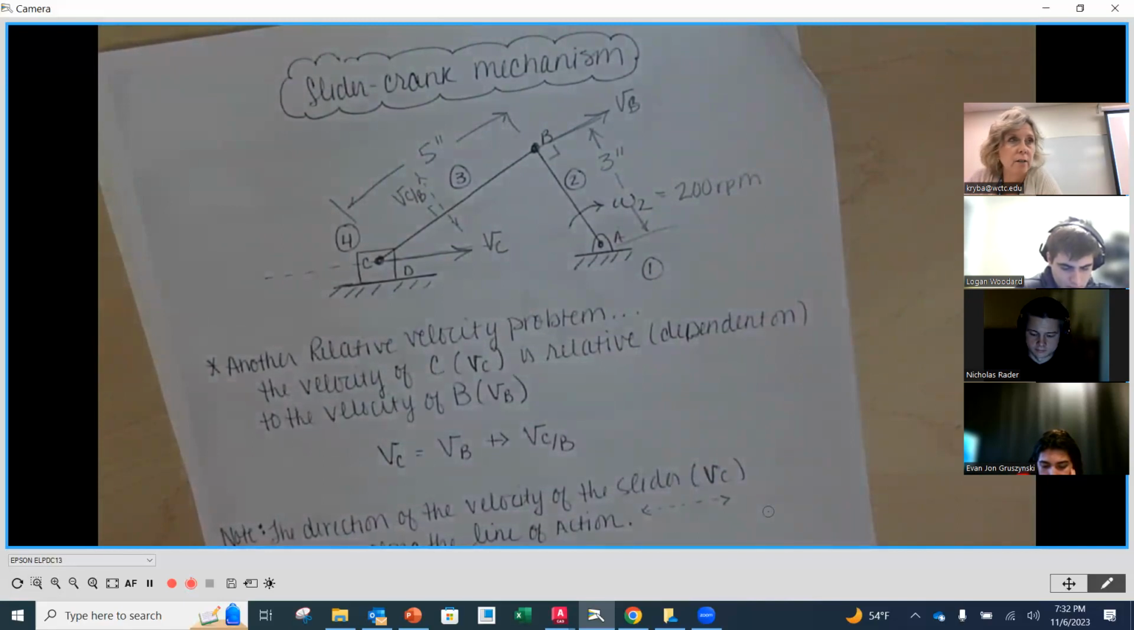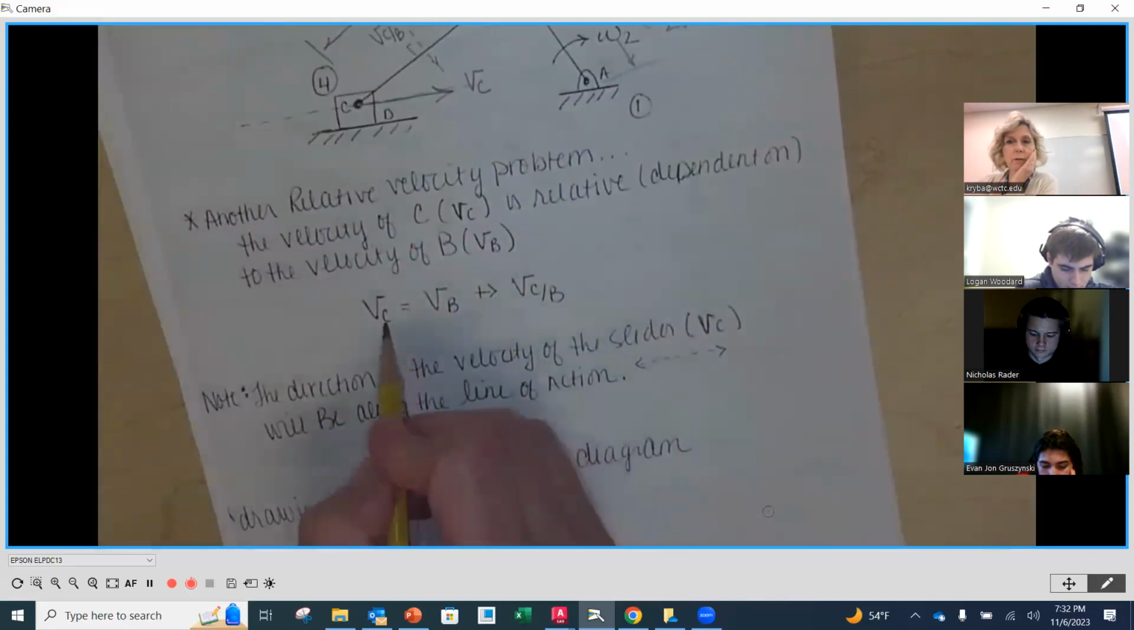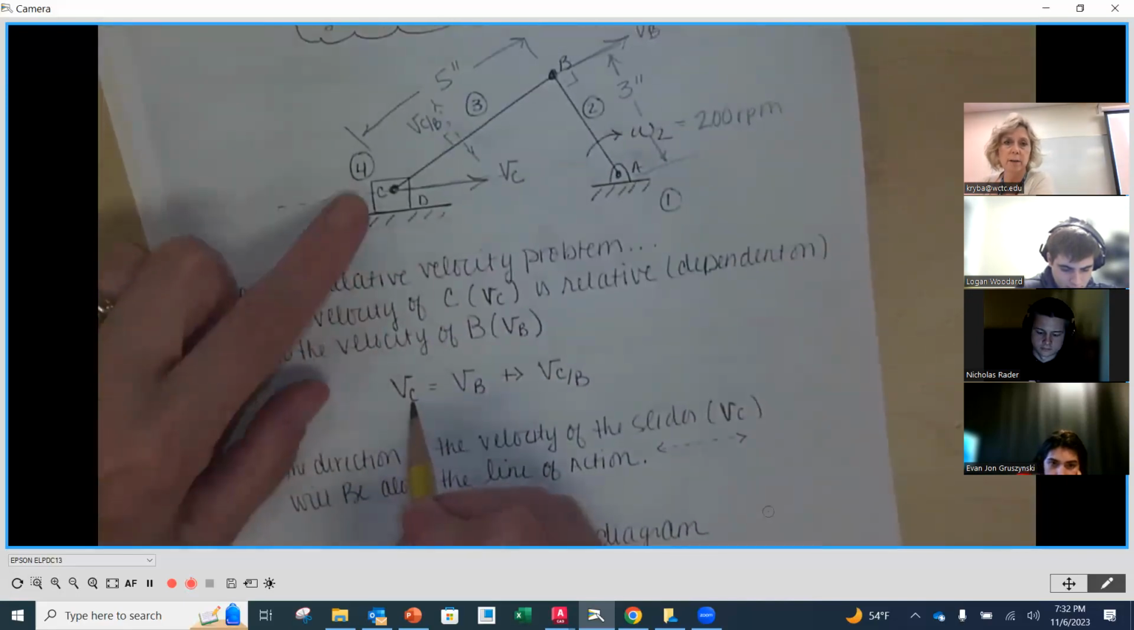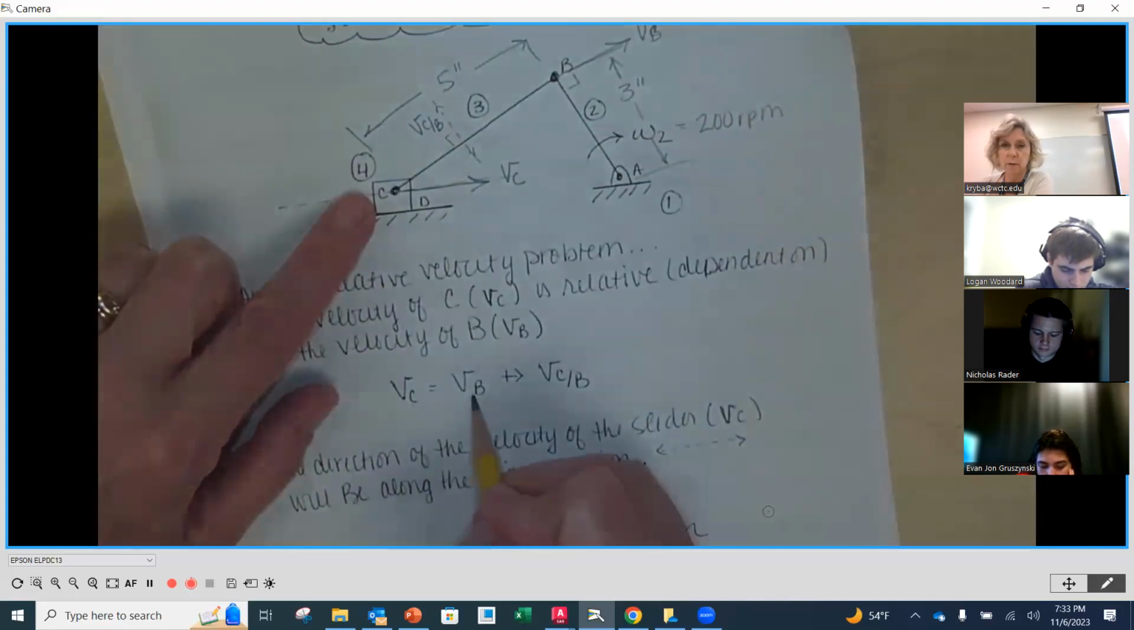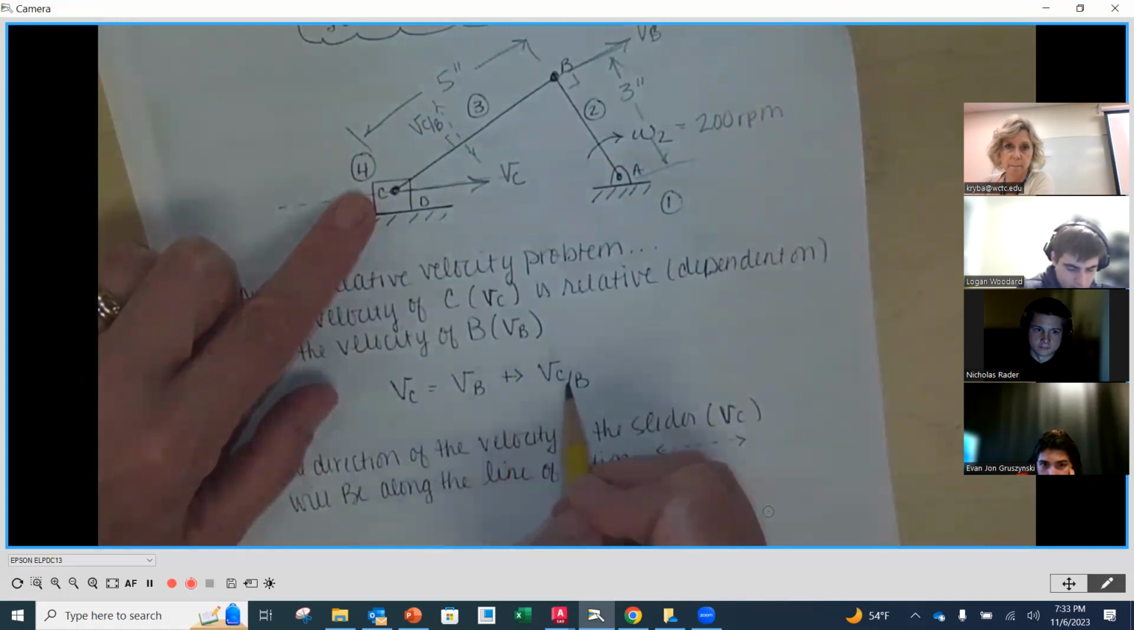Now, when we draw our vector diagram, in this case, we're going to say that our unknown velocity, which is going to be C, the end result of our input over here on the crank, is going to be equal to the velocity of B plus vectorially C relative to B. Okay.